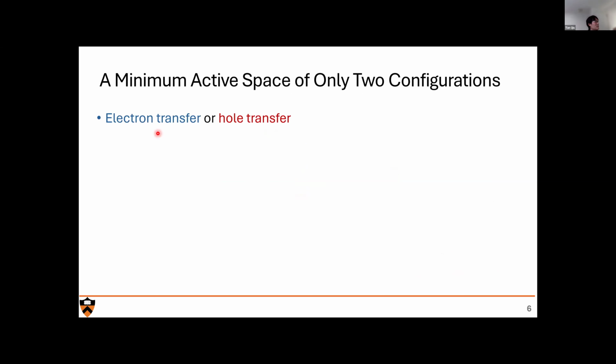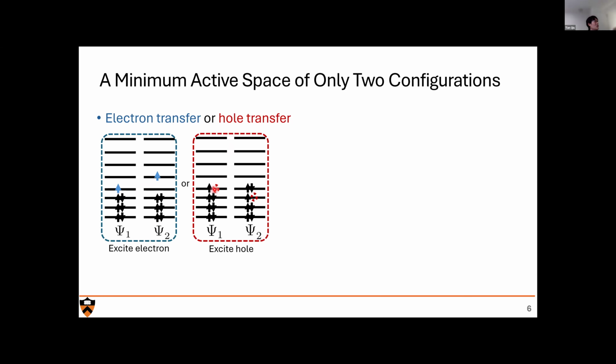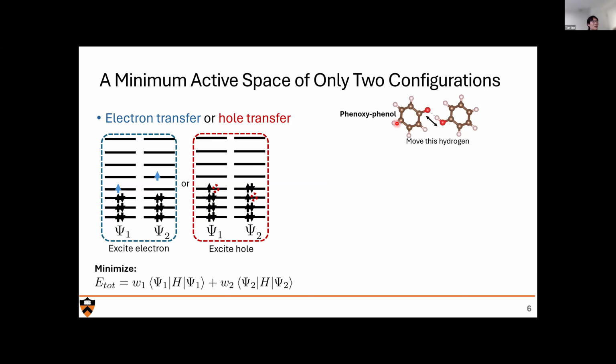And even within that setup, there are two scenarios. One could either have a case of electron transfer, where the two configurations would look like this, where one configuration is the one-electron excitation of the other, versus a case of hole transfer, where we would excite the hole into a lower energy shell. But in either case, whether electron transfer or hole transfer, a natural thing to think about is then to minimize the weighted sum of the energies of both configurations, either these two here or these two.